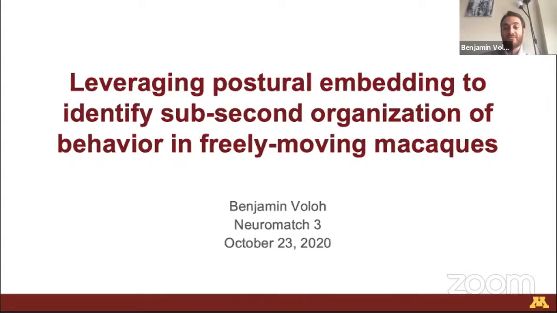I definitely encourage you, though, to check out the work by David from our lab. It's posted up on bioRxiv, and it's super exciting. But today, I'm going to be talking about our work decomposing natural behaviors in freely moving macaques.